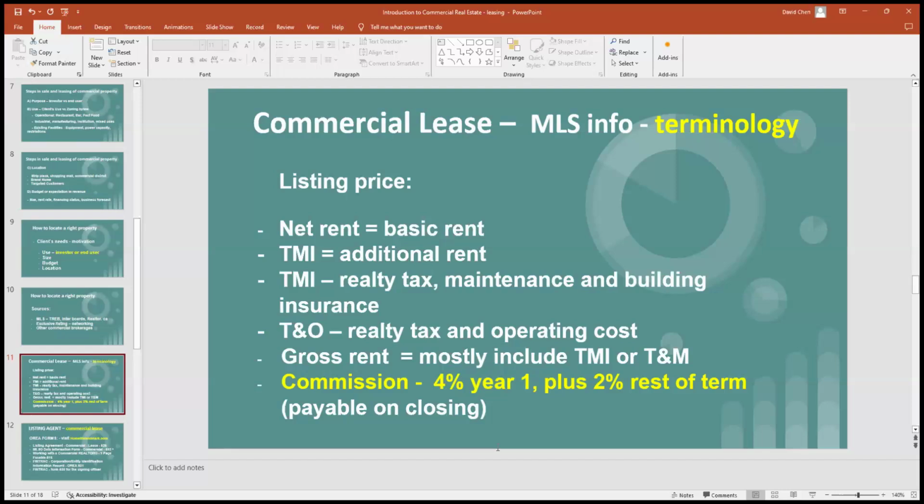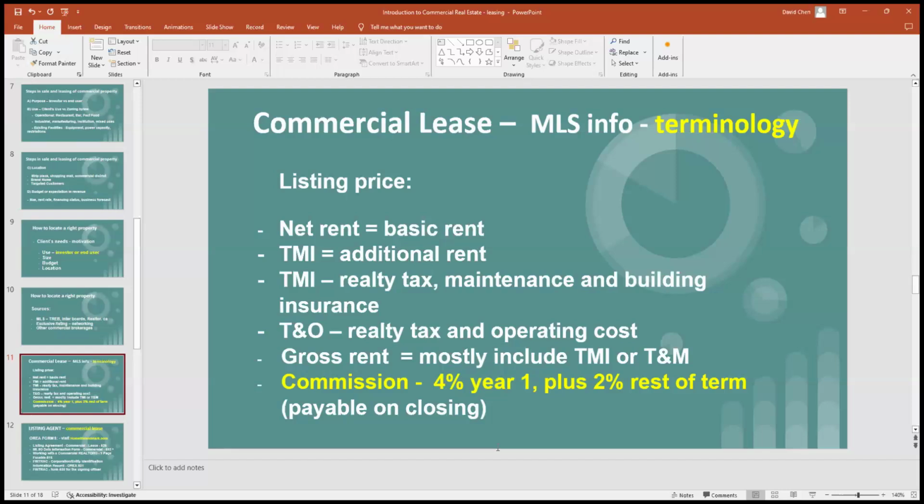So this percentage is based on the net rent. Please make sure. If you're offering gross rent, sometimes the landlord says they pay too much. So we go by net rent. So 4% for 1 year.